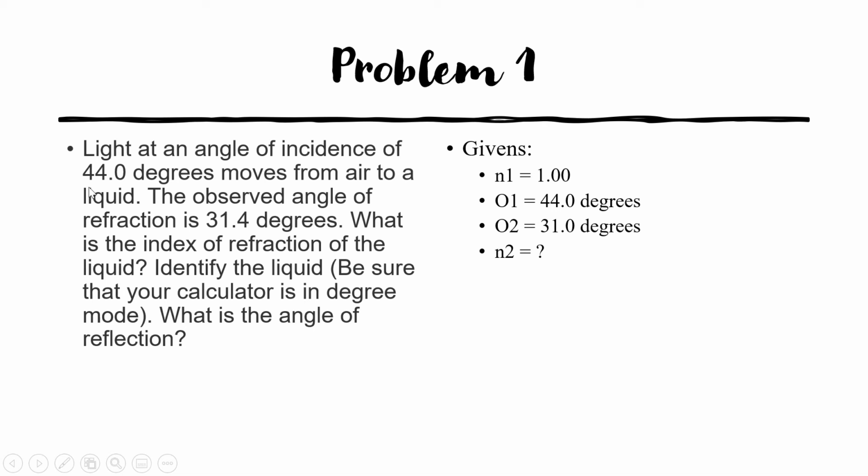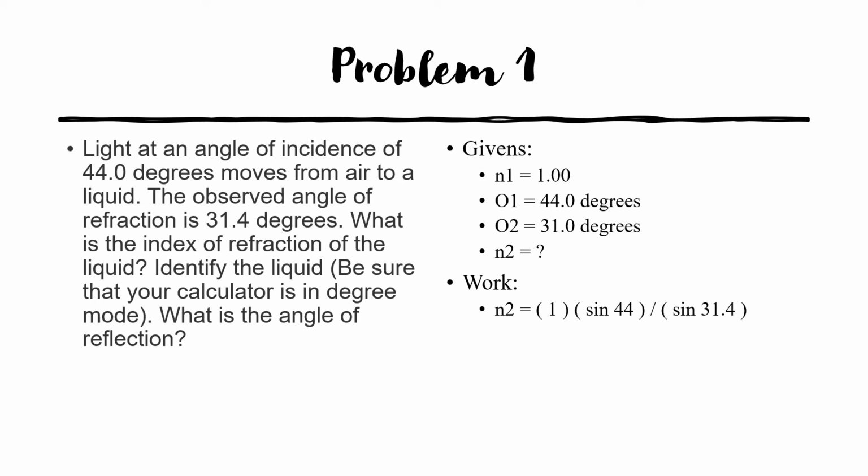The first angle is 44 degrees. What is the second angle? The second angle is 31.4 degrees. And of course, what they are requesting right now is the second index of refraction. So we are going to rearrange the formula a little bit, just like I mentioned.